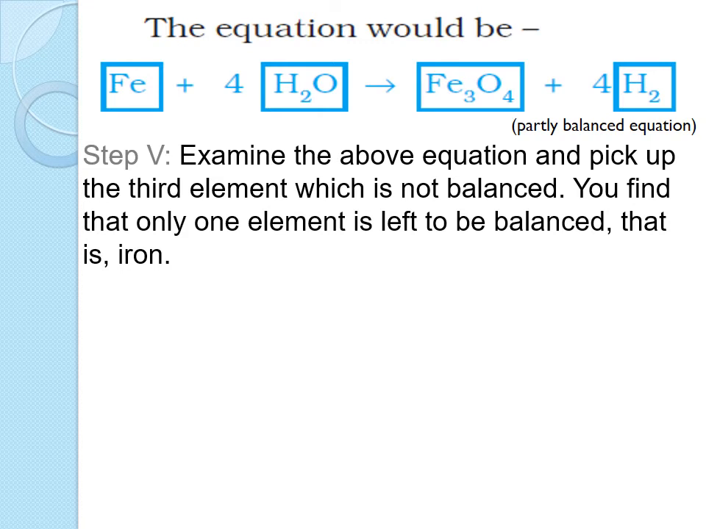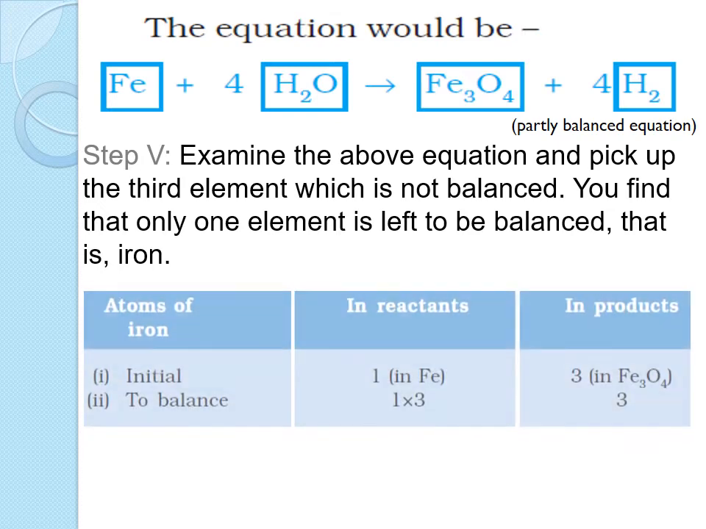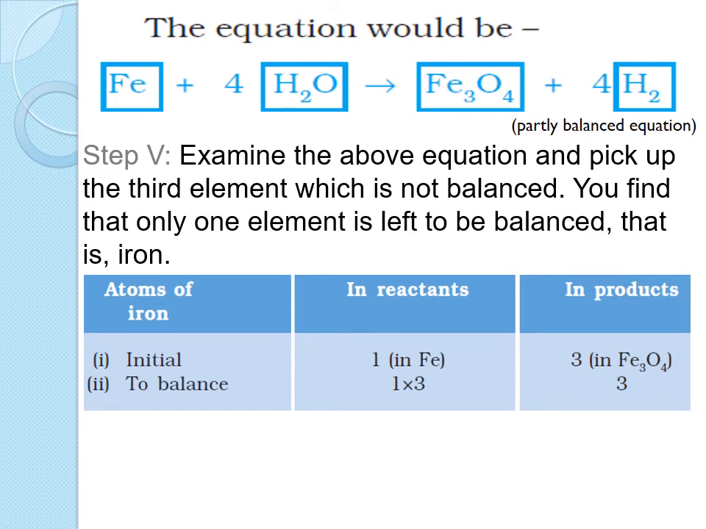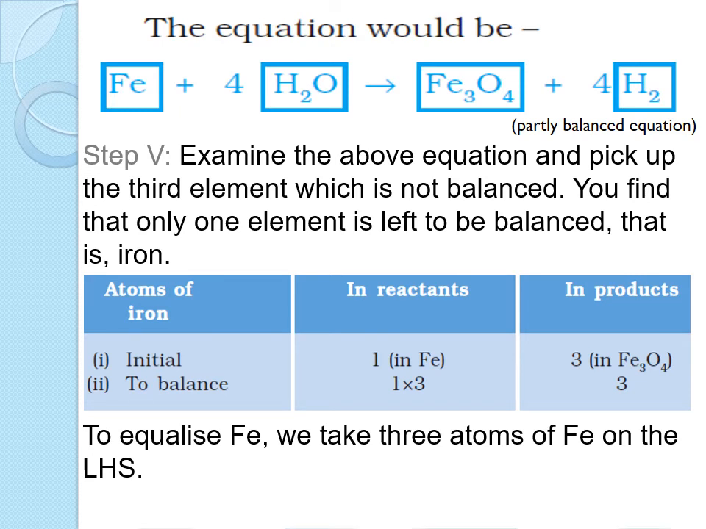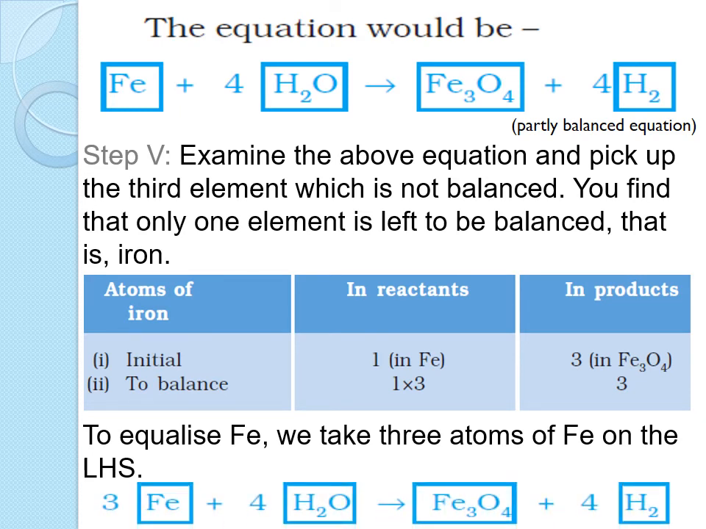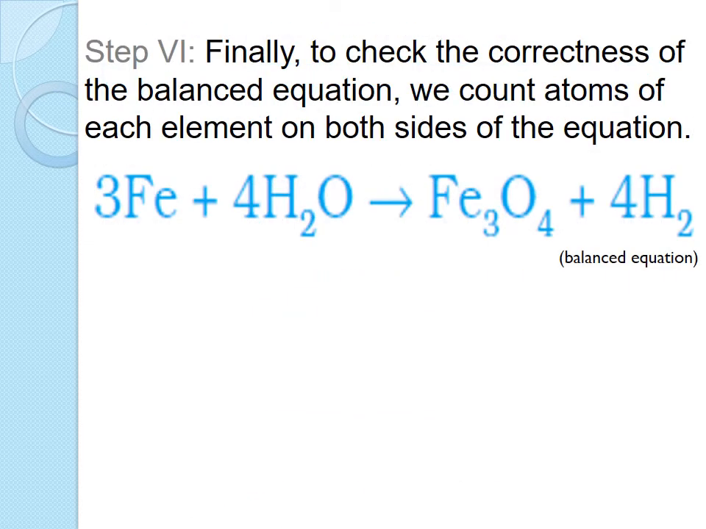Next step, examine the above equation and pick up the third element which is not balanced. Now we see only one element is left to be balanced, that is iron. Iron: reactants 1 but products 3. Therefore, we multiply iron on the left hand side by 3. And now we have this result. This is our perfectly balanced chemical equation.